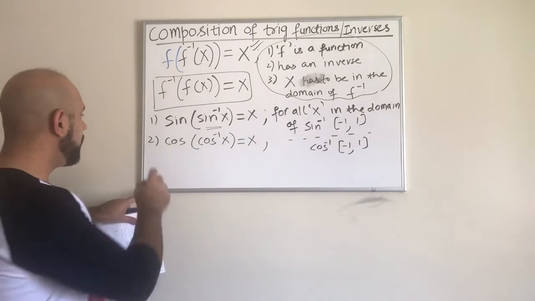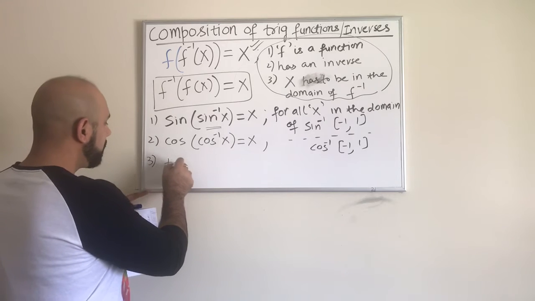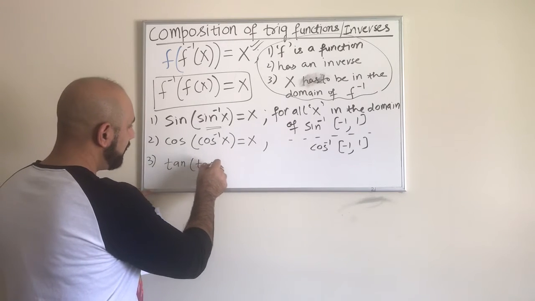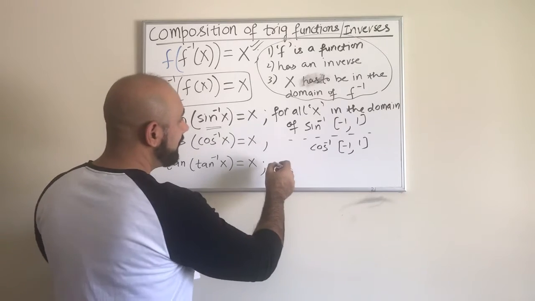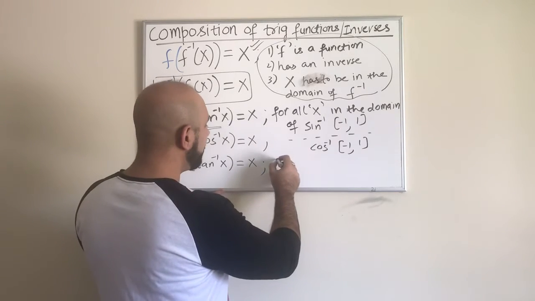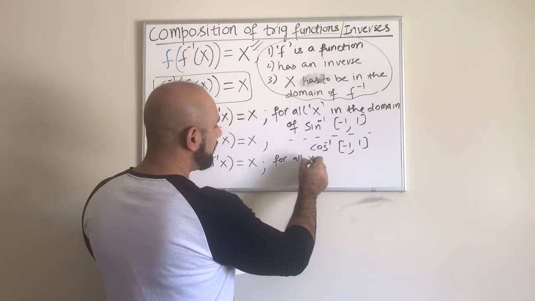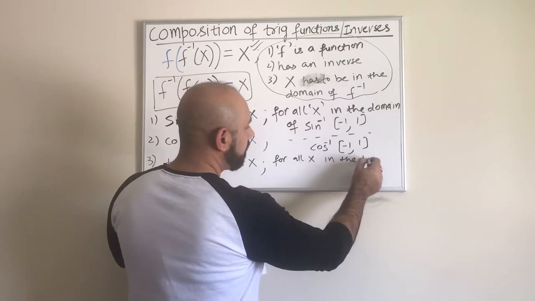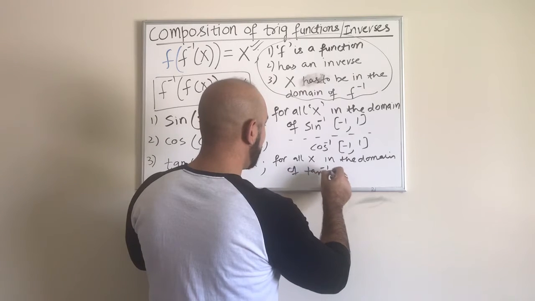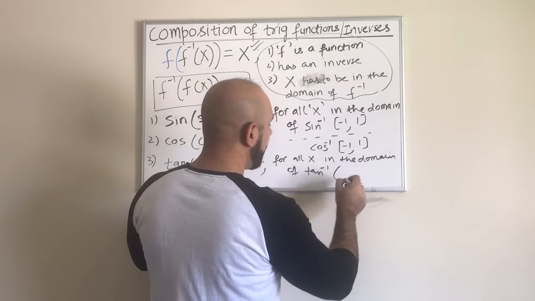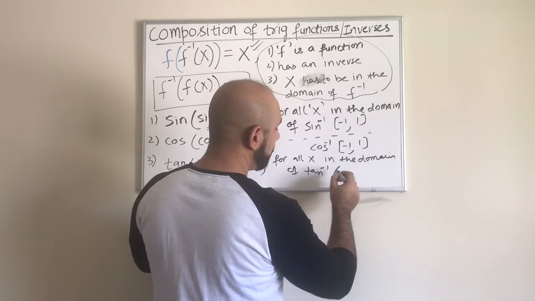And then the third one is, guys, the tangent function. So tangent of the tangent inverse of x obviously is also going to be x, but it has to satisfy a similar type of condition, that it holds for all x in the domain of tan inverse. And the domain of the tan inverse, please go back and make sure you check that.